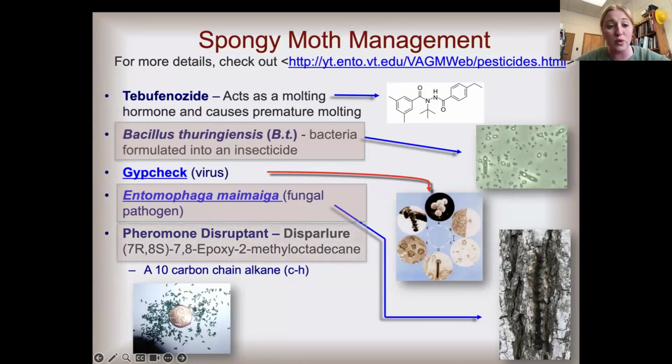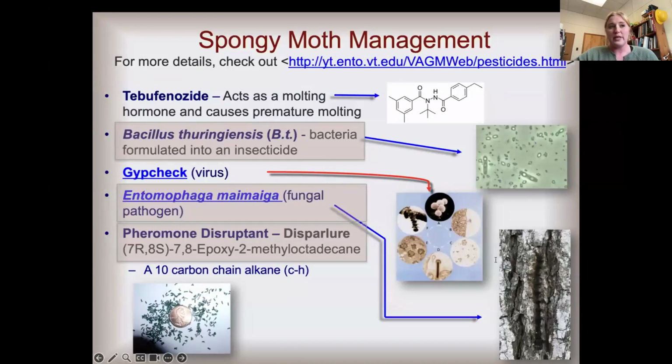The last one, which is most widely used, is pheromone disruptant. We call this mating disruption, which is super fascinating. Disparlure is the female pheromone. They fly over with planes and drop what are almost like little tiny flakes, and these flakes release the pheromone under the forest canopy, and the smell permeates and really confuses the males. The males can't find a female to mate with, and then they can't reproduce.